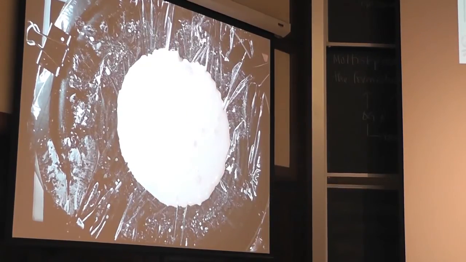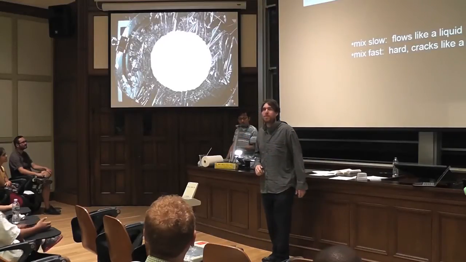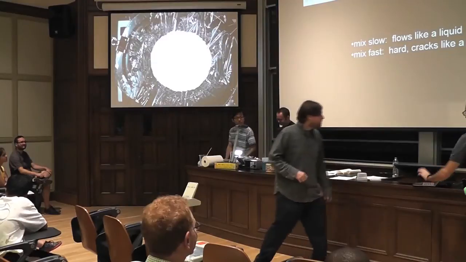So it was only a solid when we moved it fast, a lot like the silly putty, although this is a different material. So when it was moving slow, it was a liquid. When it was moving fast, it's a solid. So that's kind of cool. All right, so. Cool.